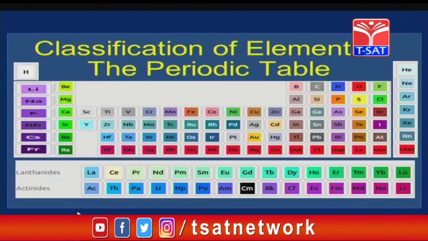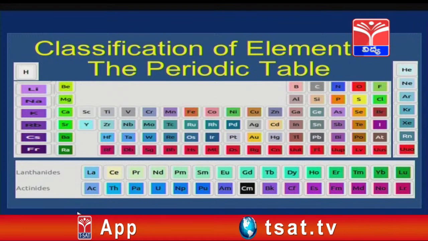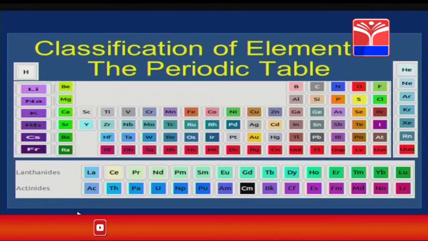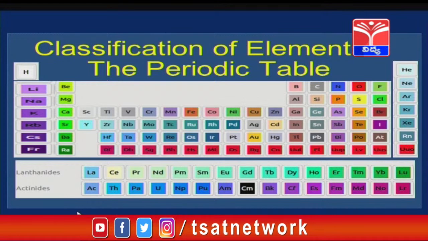Now, it is the modern periodic table which we are finding nowadays, but there is a lot of history behind it. Now, we will discuss that history and how we got the evolution of this periodic table. This is the modern periodic table.